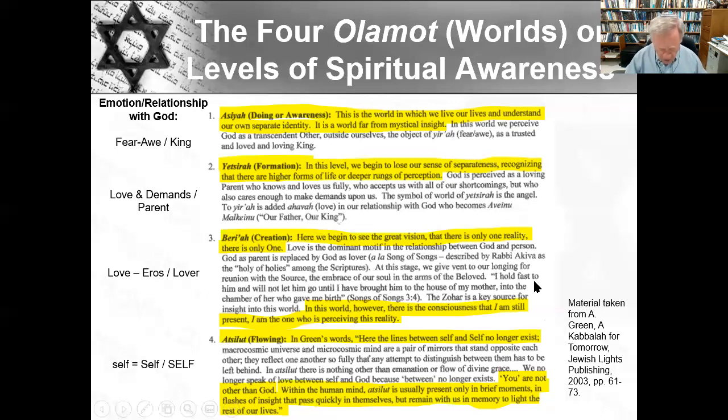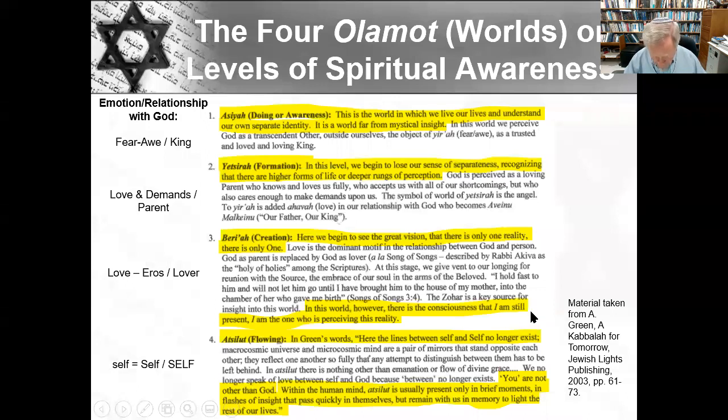I'll just read. Love is the dominant motif in the relationship between God and person. God as parent is replaced by God as lover, as in the Song of Songs. In this stage, we give vent to our longing for reunion with the source, the embrace of the soul in the arms of the beloved. And there are some quotes from the Song of Songs. The Zohar is a key insight into this world.